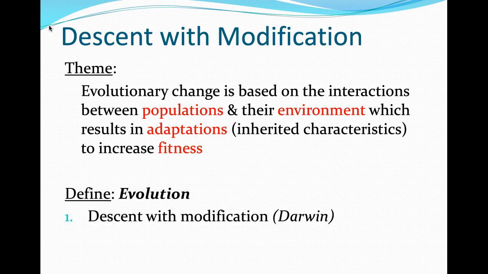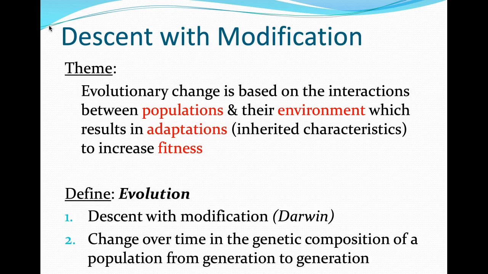Now, evolution is defined, at least by Darwin, as descent with modification. So over time, organisms are going to be modified. Descent means change throughout time, and the change over time will be in the genetic composition of a population from generation to generation. So those are the highlights, basically, of Chapter 19.1.